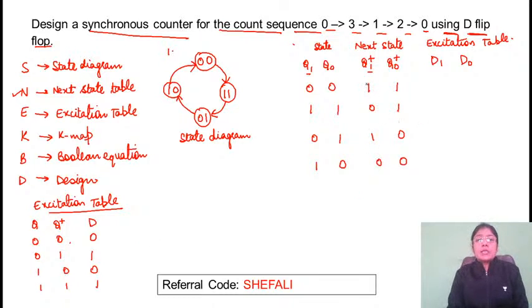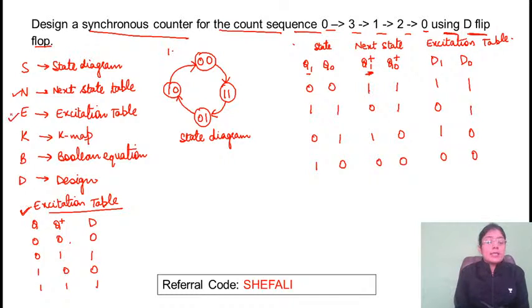So whatever is the expected output, that will be the input. So here, if the expected output is for 1, I'm talking about the most significant bit, it is 1, 0, 1, 0. So I'm getting these values on the basis of the excitation table. I'm referring to this excitation table. So we have used the excitation table.